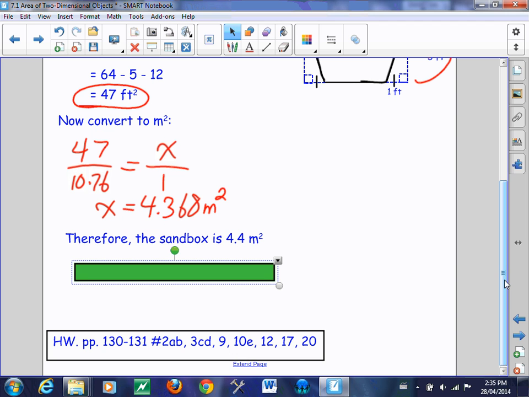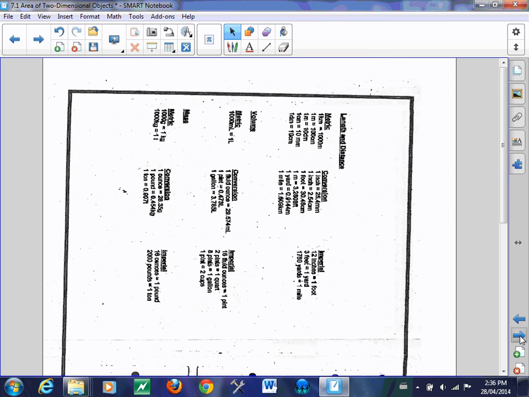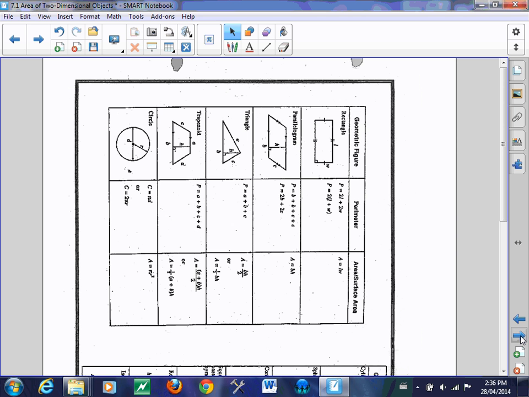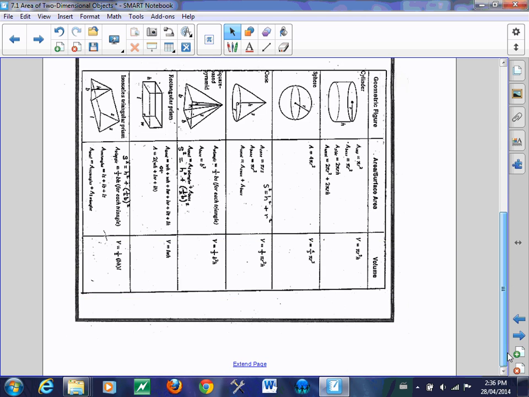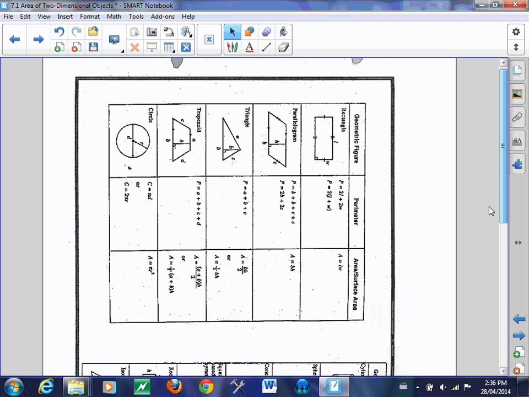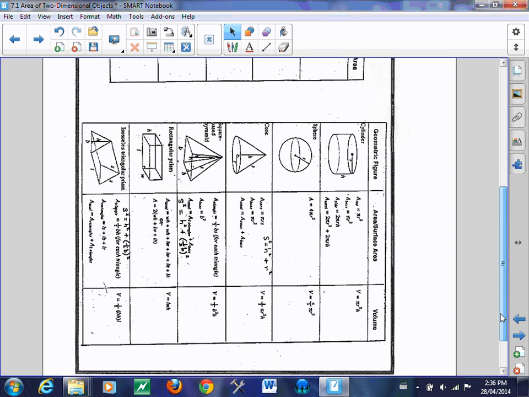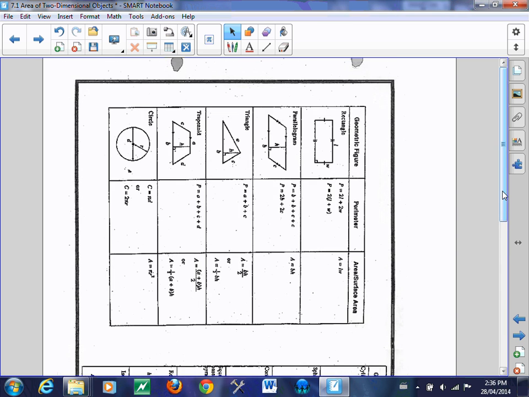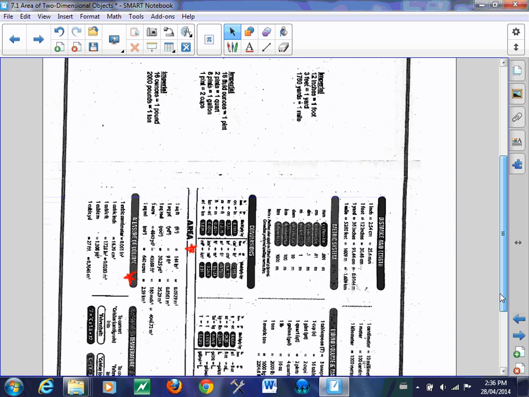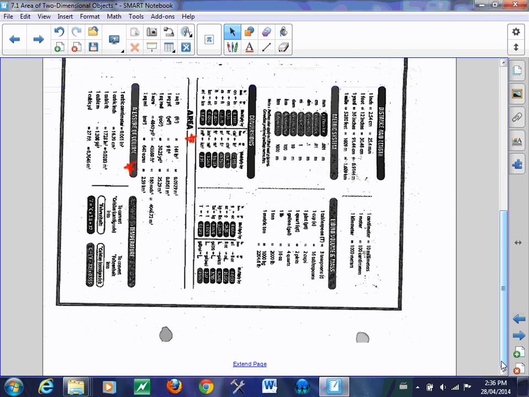Here's your homework. Page 130 to 131, numbers 2AB, 3CD, 9, 10E, 12, 17, and 20. Just a reminder, ask me in class for this conversion sheet. On one side is the conversion, and on the other side is your geometry sheet, like your volume, area, and perimeter calculations. You might remember that from grade 9 when you did your EQAO, because that's where they got it from. Enjoy that this is our last unit. It is a short unit, so it won't take us long to get through it.